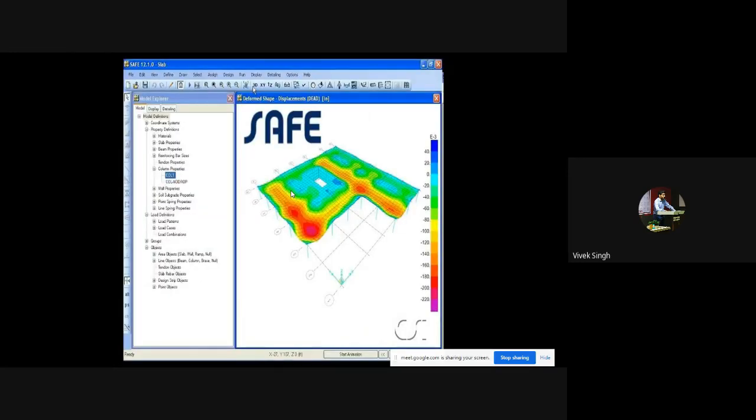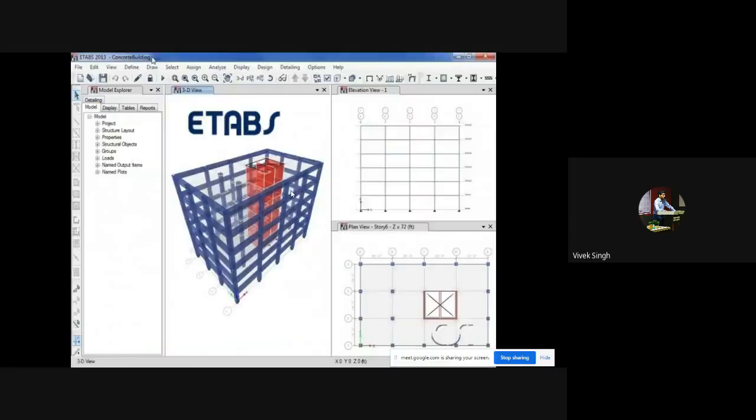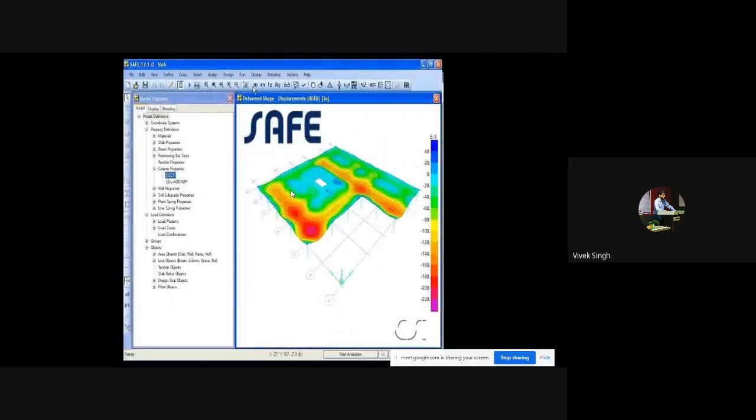SAFE is used for foundation design. As you can see here, SAFE is specifically for foundation design, and you can see the interface is almost the same for all these three softwares: SAP 2000, ETABS, and SAFE.